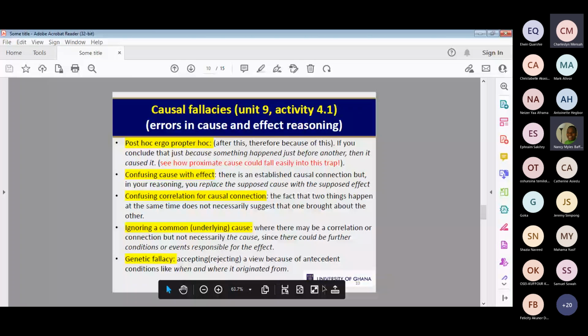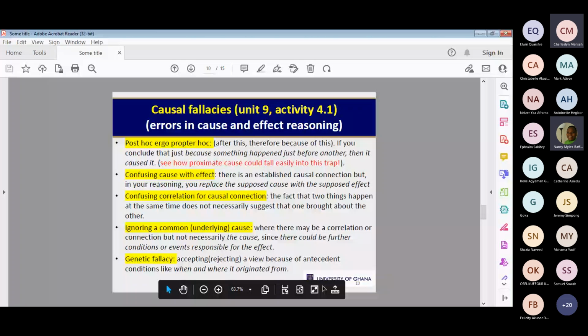2. Confusing cause with effect. There is an established causal connection, but in your reasoning, you replace the supposed cause with the supposed effect. 3. Confusing correlation for causal connection. The fact that 2 things happen at the same time does not necessarily suggest that one brought about the other. 4. Ignoring a common underlying cause, where there may be a correlation or connection, but not necessarily the cause, since there could be further conditions or events responsible for the effect.